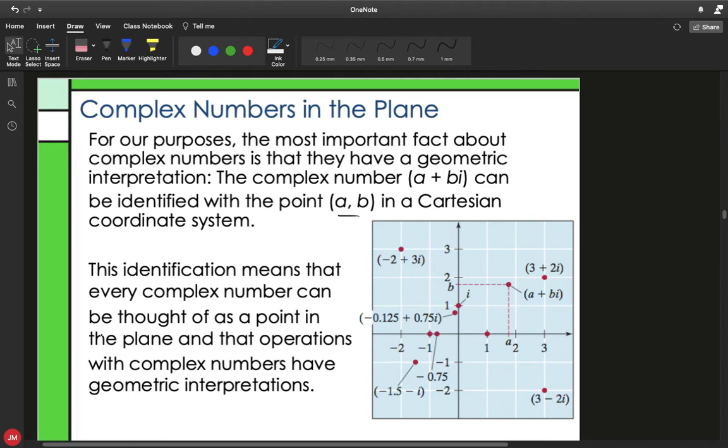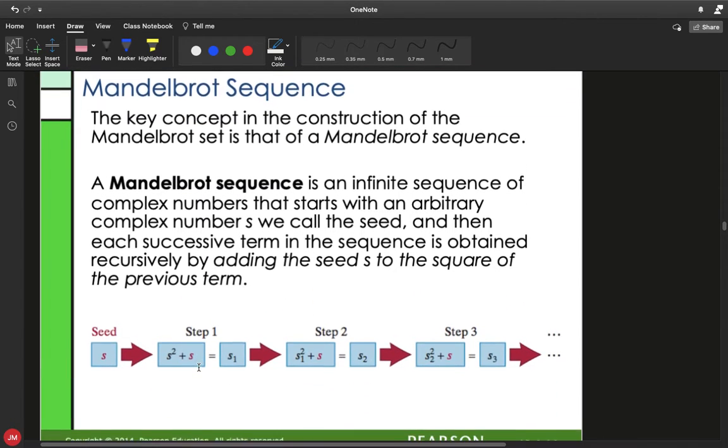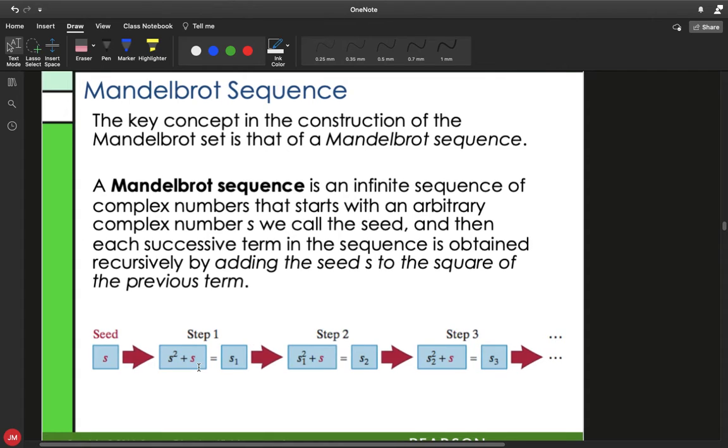And so basically what that means is that we can study these geometric interpretations of complex numbers through the course of operations that we do on them, and especially the Mandelbrot sequence. So the Mandelbrot sequence is right here. Obviously we saw this a little bit in the activity as well.